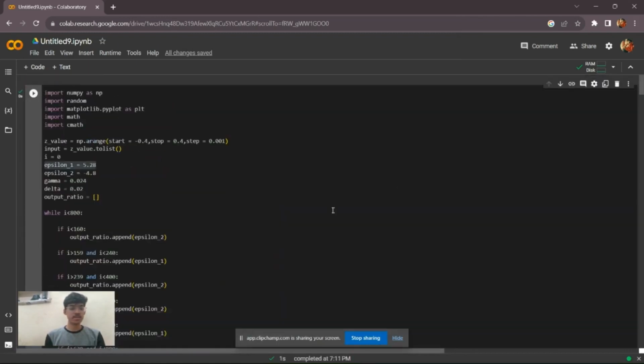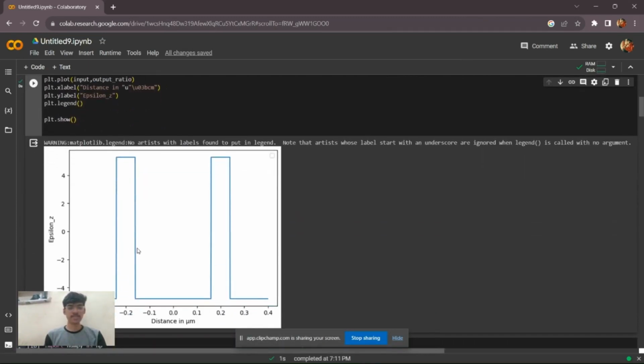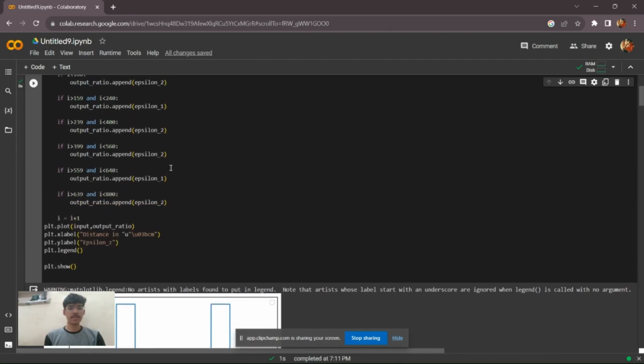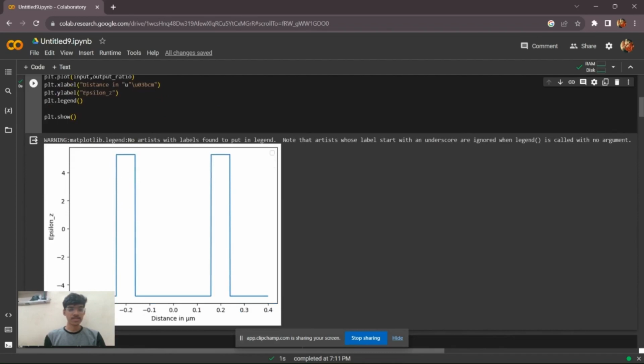In this section, we'll be looking at various plots that we have plotted in Google Colab. The first plot is epsilon z versus distance. Epsilon z is the dielectric constant along the z-axis, and as the hypercrystal is made up of hypermetamaterial and dielectric, epsilon z in the hypermetamaterial is negative, which is minus 4.8, and for the dielectric it's positive, which is 5.28. So when we plot epsilon z versus distance, we will see the behavior as follows: negative in the hypermetamaterial region, then positive in the dielectric. And as the hypercrystal is made by periodic arrangement of hypermetamaterial and dielectric, we will see this periodic behavior.